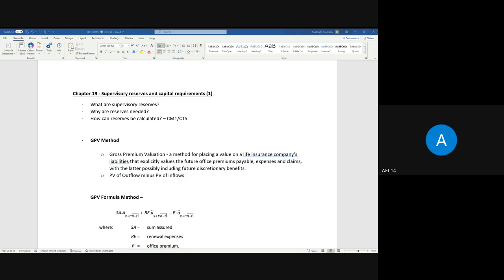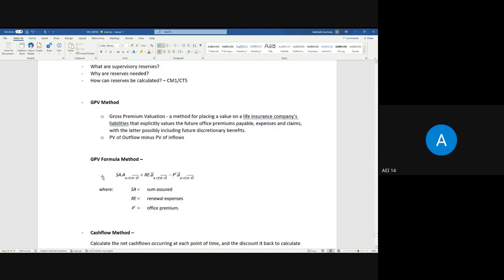Now you have a couple of methods to calculate the GPV. The first is the GPV formula method, where you consider each cash flow in isolation. You have your claim outflow, your expense outflow, and your premium inflow. You multiply your sum assured by the assurance factor for age x+t and remaining term n−t. Then you add the renewal expenses for every year with the annuity due factor at age x+t and term n−t. Similarly, you subtract the PV of premiums using the office premium P', multiplied by the annuity due factor for age x+t and remaining term n−t. You have assumed that the total term of the policy is n years. The issue age was x, and t years have elapsed since the inception of the policy.